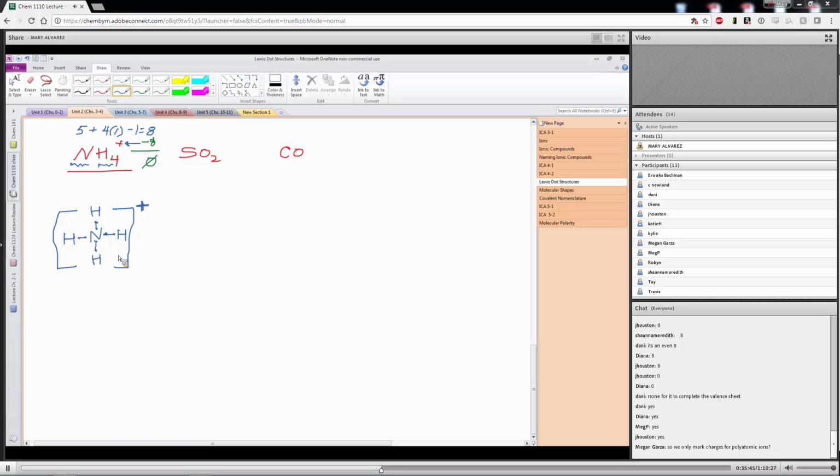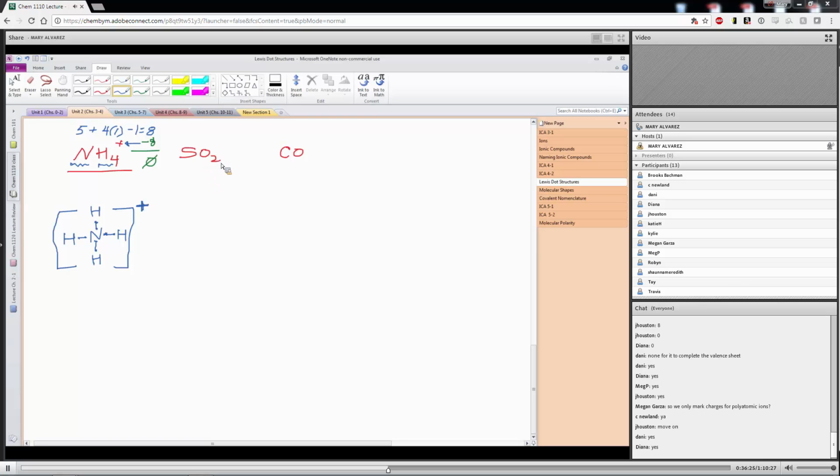It's the only way we can distribute 4 hydrogens around that nitrogen and get a full shell with as many electrons as we have. Okay, so this is kind of an exception to what we would expect to see because nitrogen is making more bonds than we usually see. And yes, Megan, we only mark charges if there's a polyatomic ion. Everybody feel pretty comfortable with the NH4 plus before I move on to SO2? I have 1 vote for moving on. All right, good. Let's try SO2.